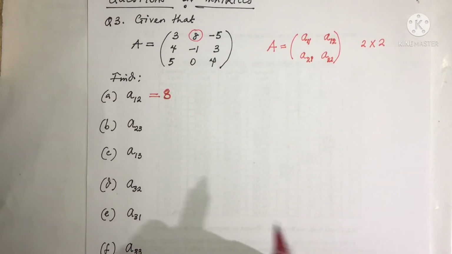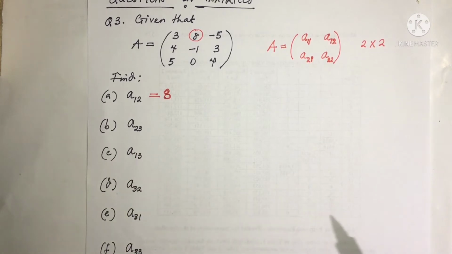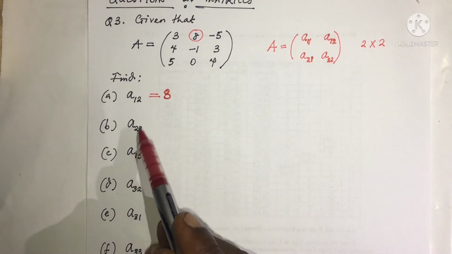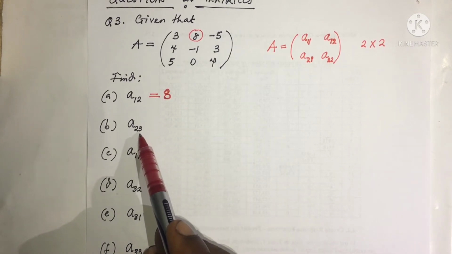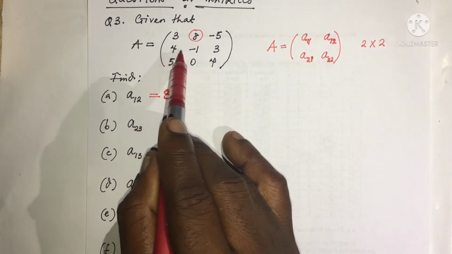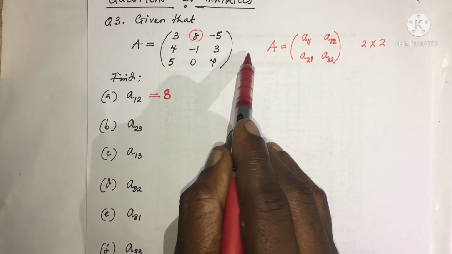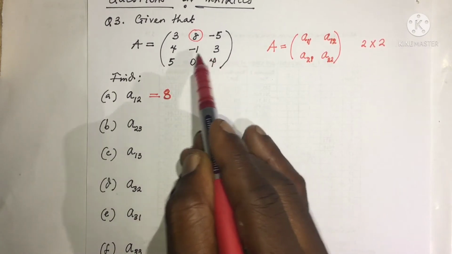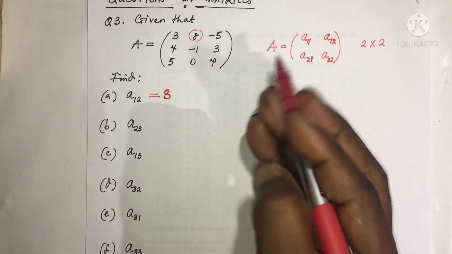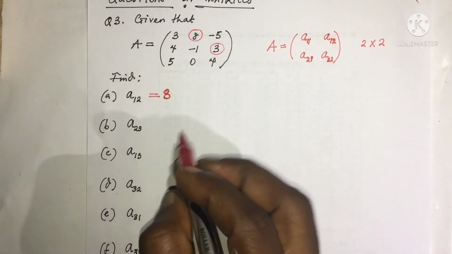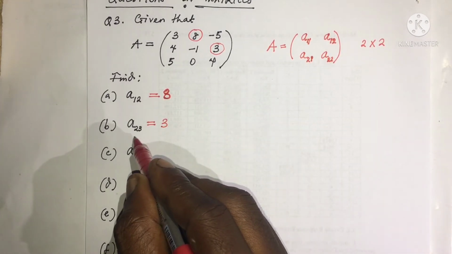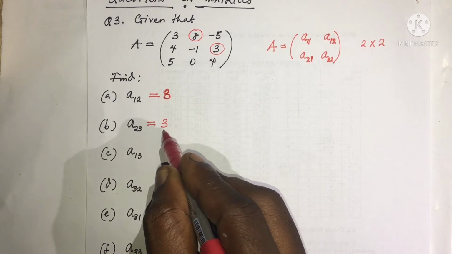If you go to the next one, what element occupies the position A23? So we seek the element occupying the second row and third column. So let's search. This is the second row where you have 4, -1 and 3. Where is the third column in that second row? This is the third column. So the point of intersection is clearly 3. So the element we seek is 3. So our answer would be 3 here, simply because the element occupying the second row and third column is 3.